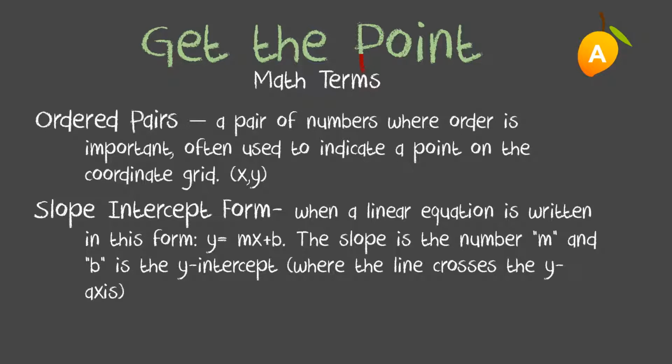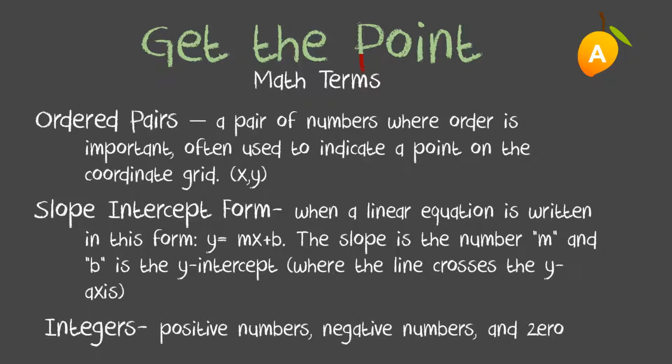Slope-intercept form, where a linear expression is written in this form, which is y equals mx plus b. The slope is the number m, and the b is the y-intercept, where the line crosses the y-axis. And integers, which are the positive numbers, negative numbers, and 0.